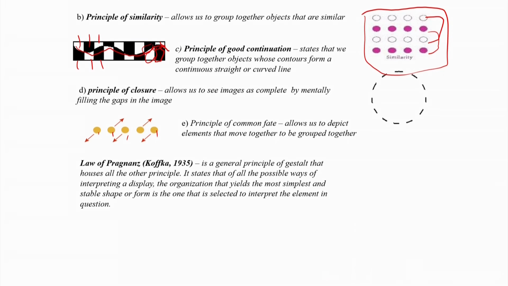Another important Gestalt principle is something called the law of Pragnanz. It is a general principle which holds all other principles, and the interpretation of this principle is that the simplest meaning is always the most correct meaning. What this principle says is that, looking at anything, the simplest explanation that is available for a particular image, for a particular event or idea, is the most correct idea or most correct interpretation of that event or image.